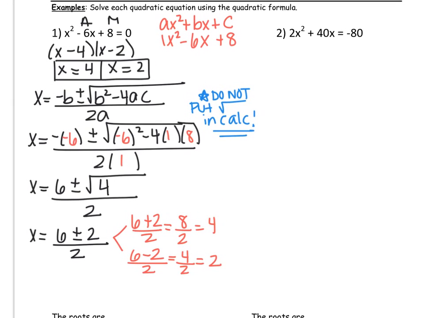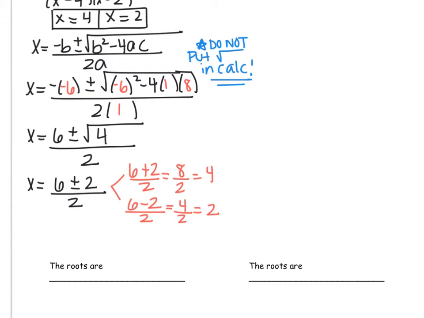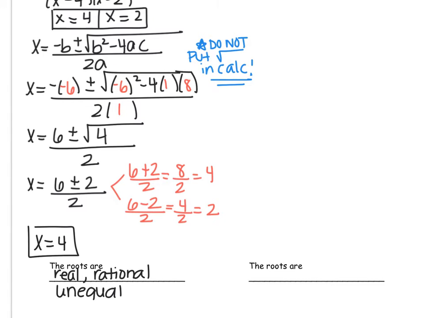So look here, my two roots just so happen to be x equals 2 and x equals 4, same as they were supposed to be here. So where it says the roots are, we could write the roots are real, because there's no imaginary numbers, rational, because they came out to be pretty, and unequal. They're not equal to each other. The two roots are x equals 4 and x equals 2. Again, they're real numbers, rational because they came out nice whole numbers, and they're unequal because they're obviously not equal to each other.